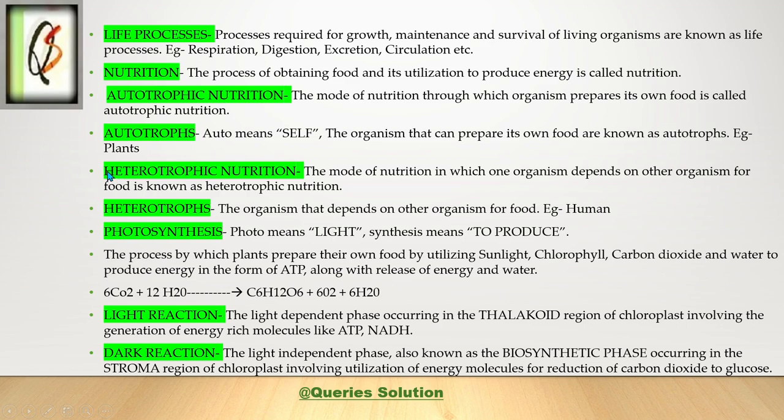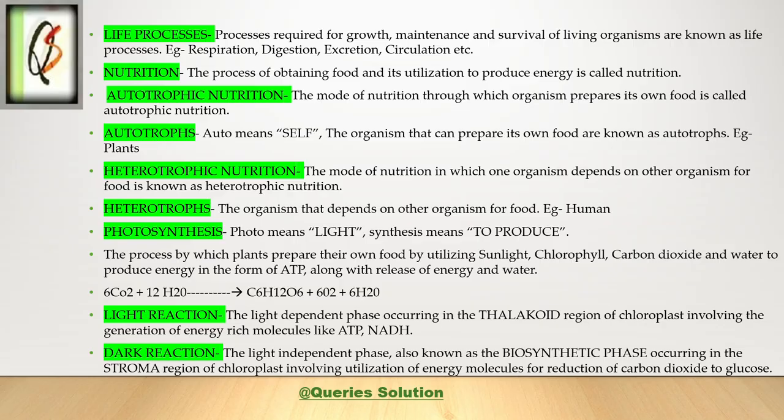When we talk about the heterotrophic mode of nutrition, this mainly means the mode of nutrition in which one organism depends on other organism for food or for nutrition. That is what is meant by heterotrophic nutrition. So the organisms that perform such mode of nutrition are known as heterotrophs, and we humans are the best example for it, because we do know that we can't make our own food. Even if we stand in sunlight, even if we drink water, any such activity we do, we still can't make our own food like plants. That's why we are heterotrophs and plants are the examples of autotrophs.